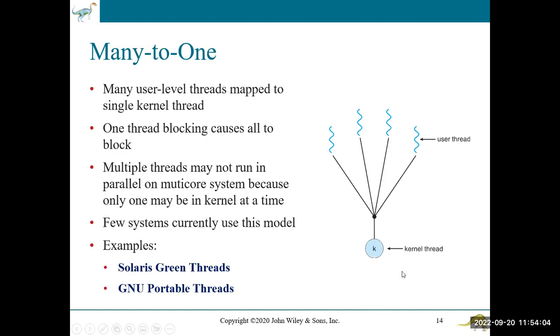Many to one. So in this case, you have kernel threads with multiple user threads. This is an example of a many to one scenario. It says multiple threads may not run in parallel in a multi-core system because only one may be in the kernel at a time. So this model does not allow for parallel stuff, but it is efficient, right? So Solaris green threads and the older portable threads in Linux would be an example. And this is not commonly used as much.